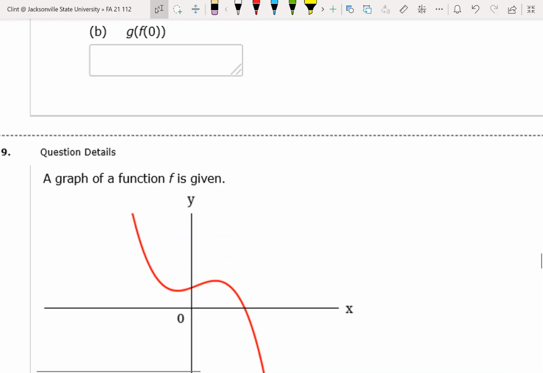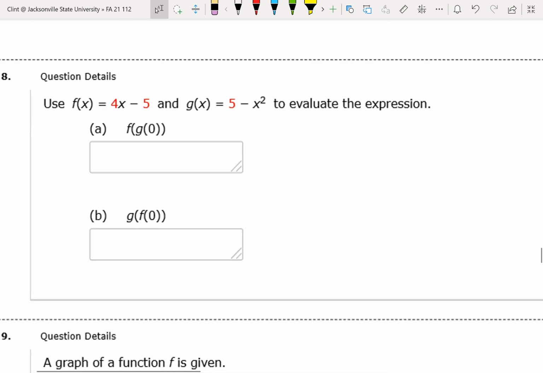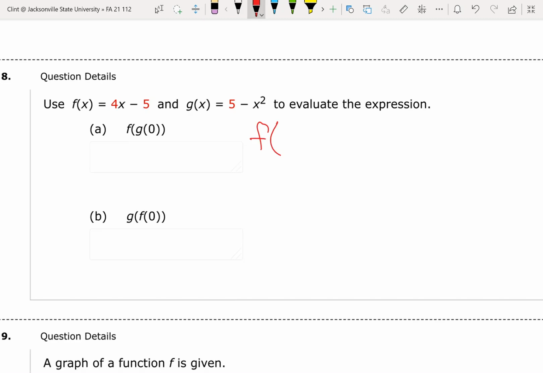And my page will load here in a second. Number 8, we have some function composition. We want to evaluate the expression. We're doing function composition, evaluating at 0. Here, f of g of 0. If we take 0 and plug it into g, we have 5 minus 0, we get 5. Then f of 5, plugging into this function, 4 times 5 minus 5. So 20 minus 5 will give us 15.